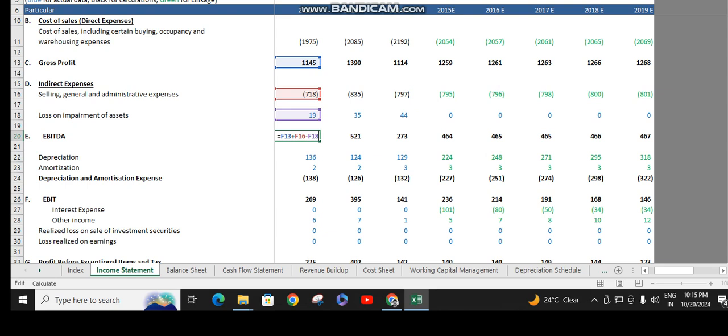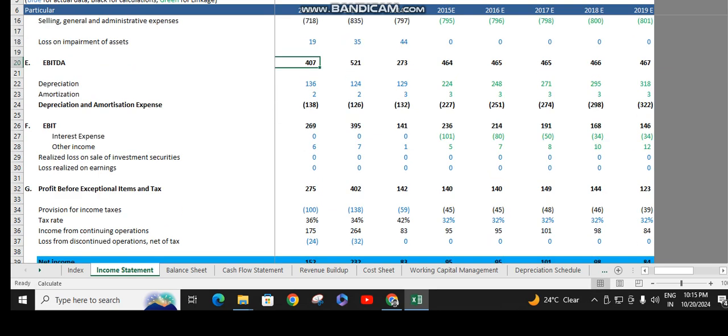Then we have the depreciation and amortization expense. These are the actual ones, and the other one is linked to the schedule. So this one is that, then this is the amortization schedule, related to the numbers of the company. Then we have the EBIT. Then interest expenses, and then the other income. These are related to the debt schedule, the debt schedule of the company here.